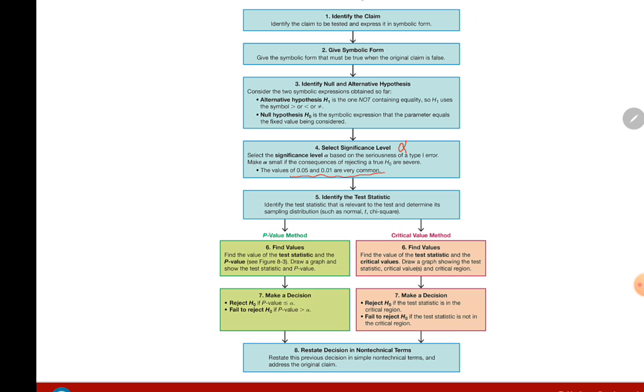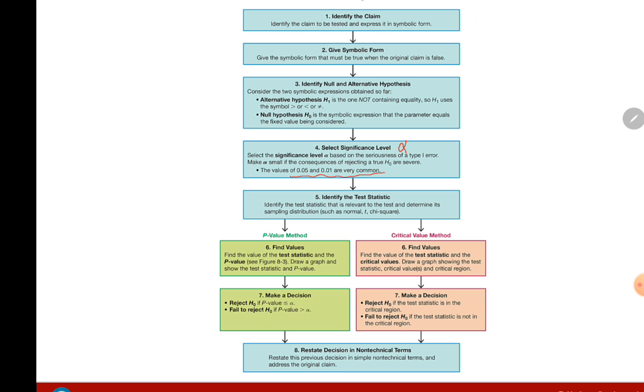One is called the p-value method. If we pick the p-value method, we're going to use the test statistic from step 5 to find the p-value by checking the table. After that, we use that p-value to make our conclusion. So if the p-value is very low, less than or equal to alpha, then we will reject our null. If the p-value is greater than alpha, it's big, then we fail to reject.